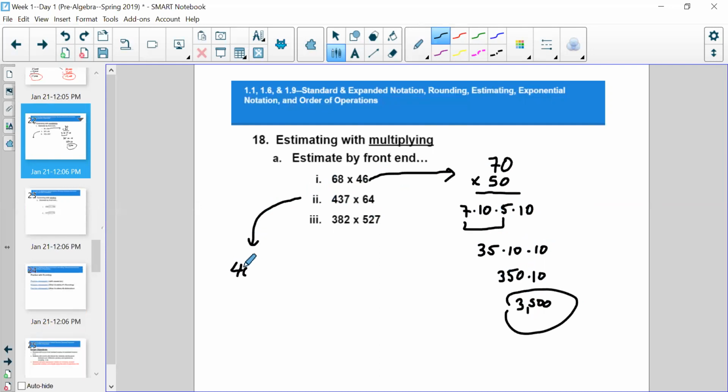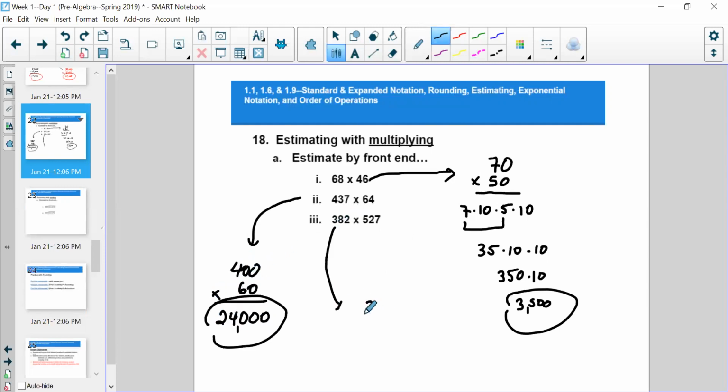437 front-end would round to 400. 64 would round to 60. So I'd want you to think 6 times 4 is 24 times 10 times 10 times 10. So you get 24,000 as an estimate.